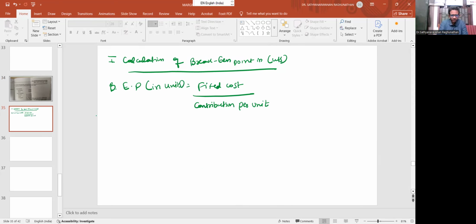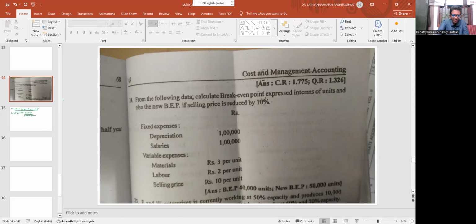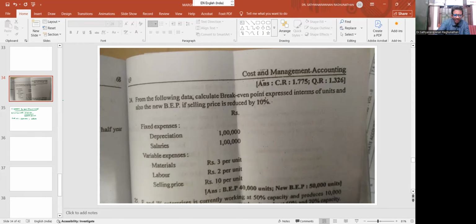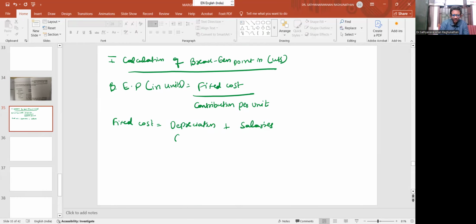Now, what does fixed cost mean? Depreciation and salaries. Fixed cost or expenses are all one and the same. As far as this particular problem is concerned, fixed cost includes depreciation plus salaries. Depreciation 1 lakh, salary 1 lakh. That's all. 1 lakh plus 1 lakh, 2 lakhs is the fixed cost.